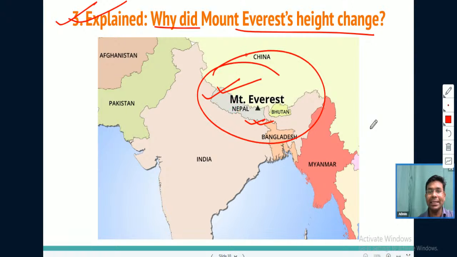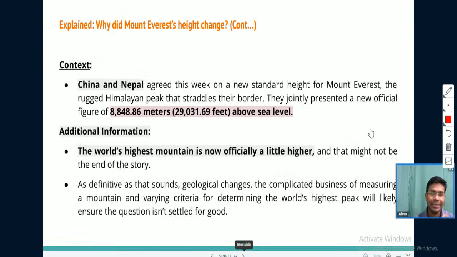Recently the height of Mount Everest has been officially revised, and the height of Mount Everest has increased by a little amount. We are going to understand in detail why the height of Mount Everest changed, why it is changing. We are going to discuss.